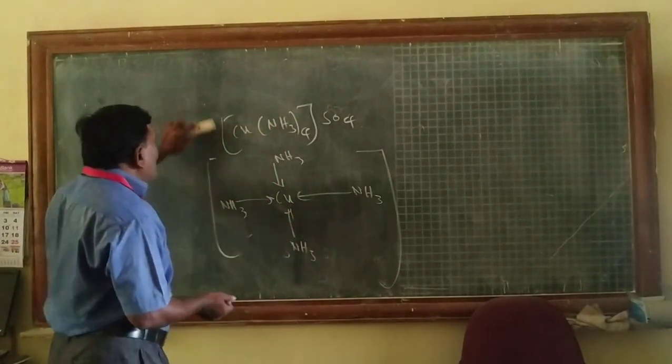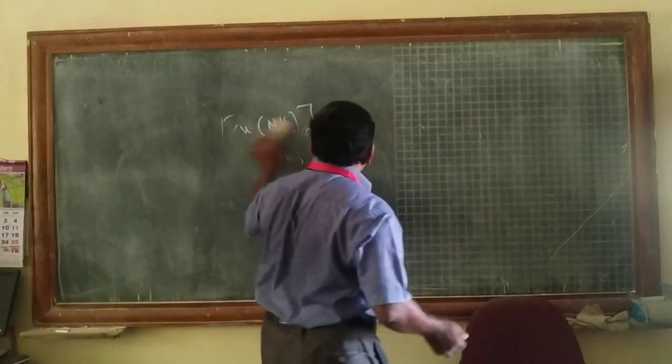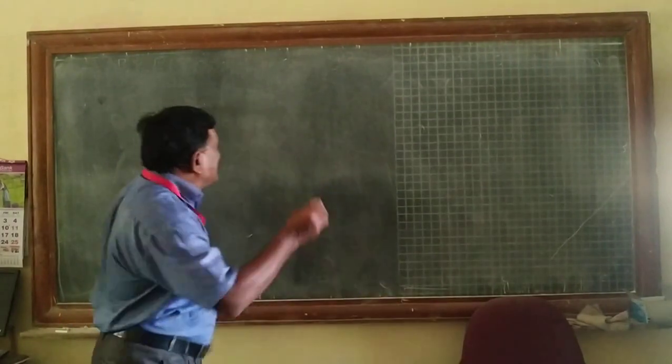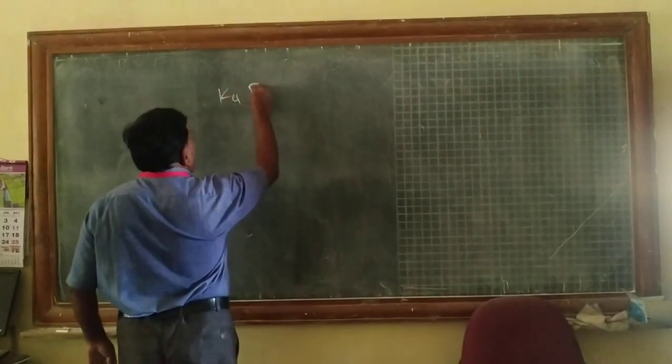Then we have another compound. The best example is K4[Fe(CN)6], potassium ferrocyanide.